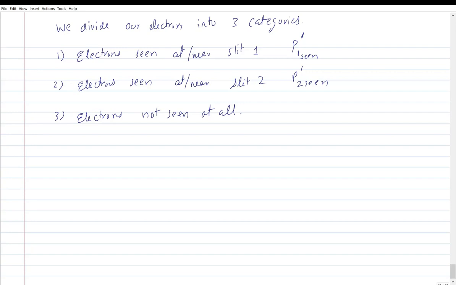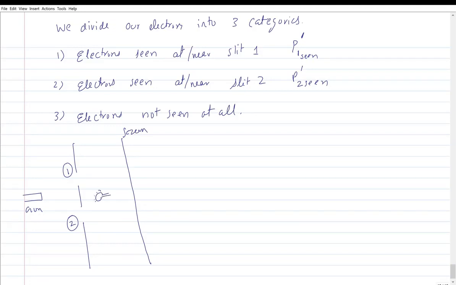So as usual, we count them, we plot them, make histograms. So what do we observe? Let's say this was a gun. I have my screen. I have the slit 1, slit 2. I have this dim source of light.